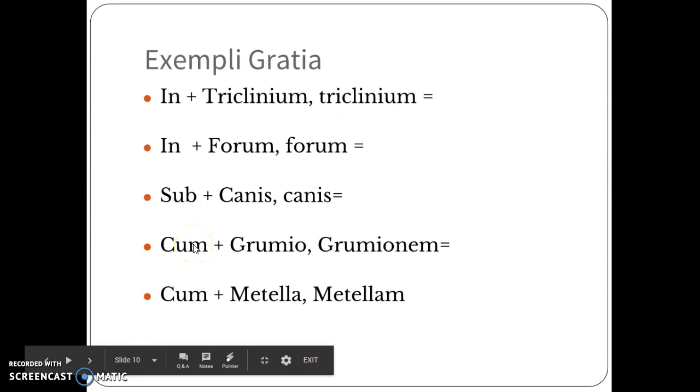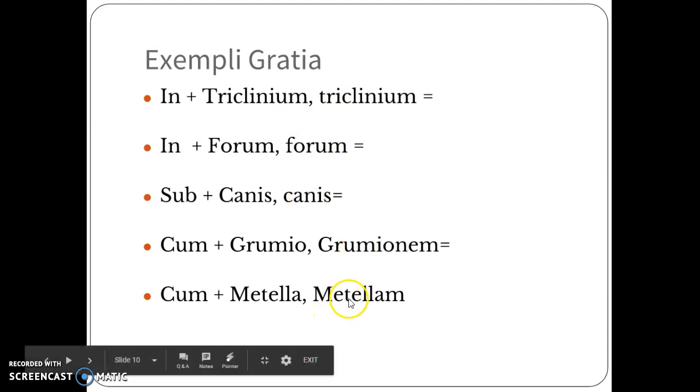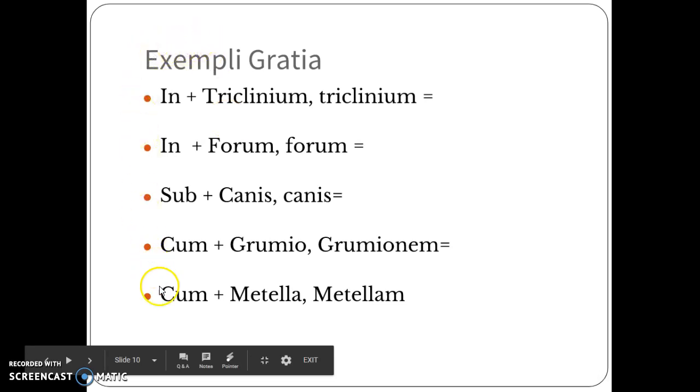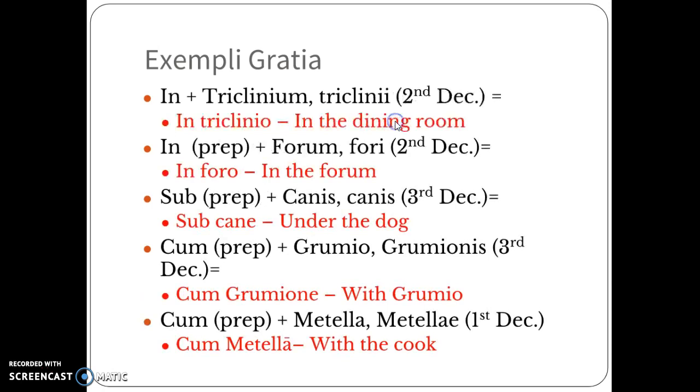So on these examples here, I want you to say in the dining room, in the forum, under the dog, with Grumio, and with Metella. These are all different declensions. So first you have to figure out the declension of these words, and then you have to figure out how to make them ablative, because these are all SID space prepositions. You can do ablative singular or plural, it's up to you. On the next page, pause it now so you'll have time to work on it on your note sheet, and hit play when you're ready.